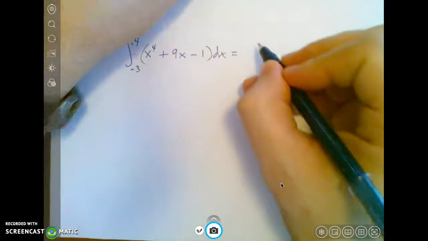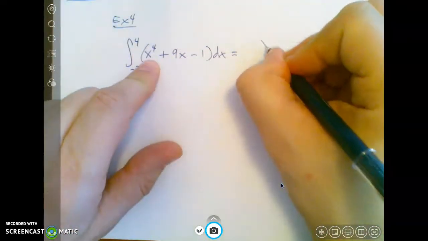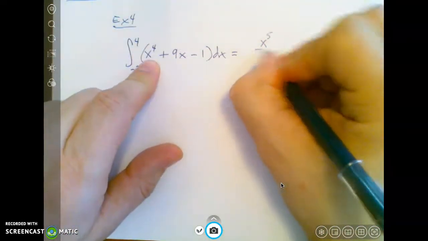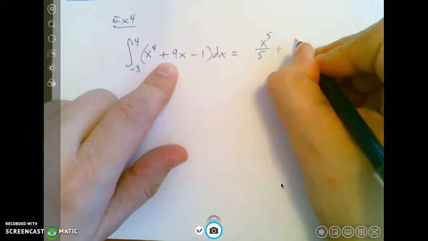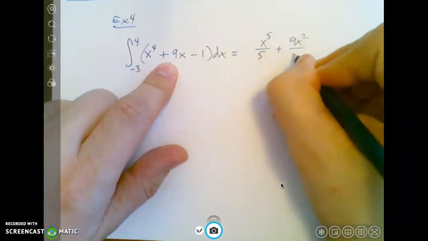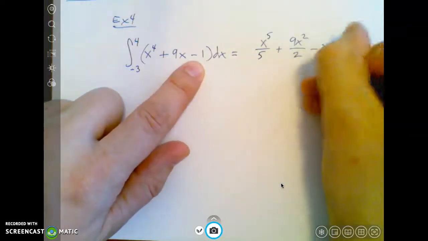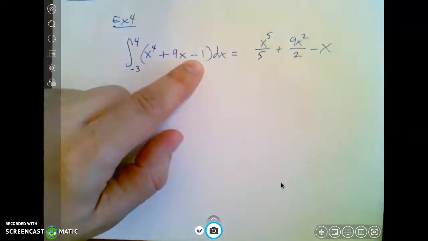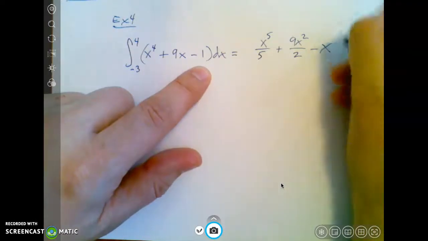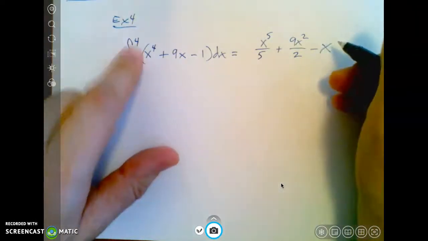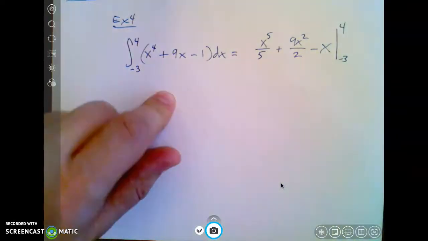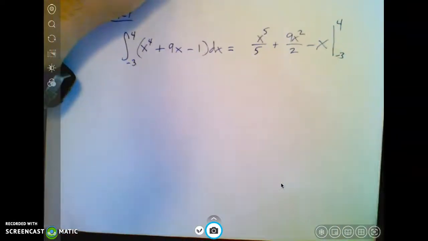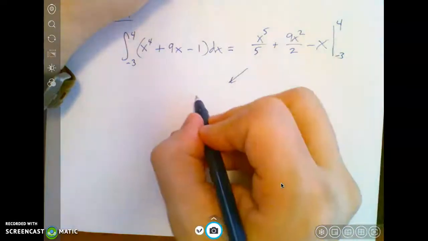Okay, so I'm going to do my integral thing. I take the exponent up 1 and I divide by the new exponent. I take the exponent up 1 and I divide by the new exponent. I take the exponent up 1, and dividing by 1 doesn't do much. Now here's the other notation. I could put it in brackets and go from -3 to 4, or I could do this. It's just another way to write it. It means the same thing. Basically, you're still splitting this into 2.